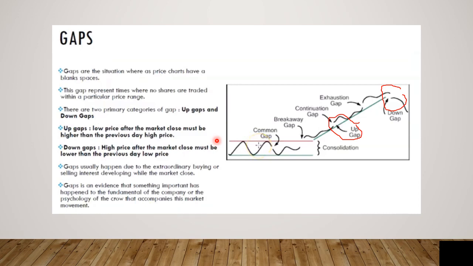For the trading day, the price closes at, for example, 3 ringgit. So we can confirm that there is a gap up. Meaning, if the lowest price of the trading day is higher than the previous closing price, we call it a gap up. For a gap down, the highest price of the trading day must be lower than the previous day's low price. This one we call a gap down.